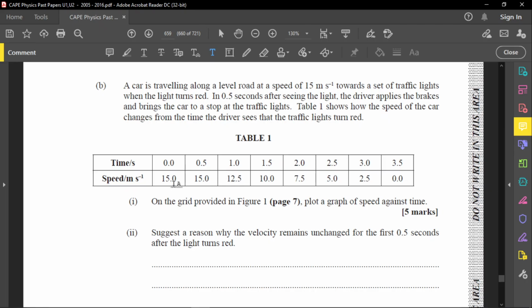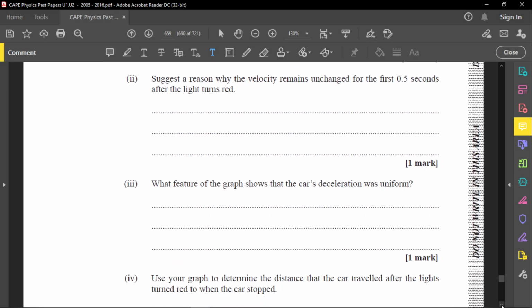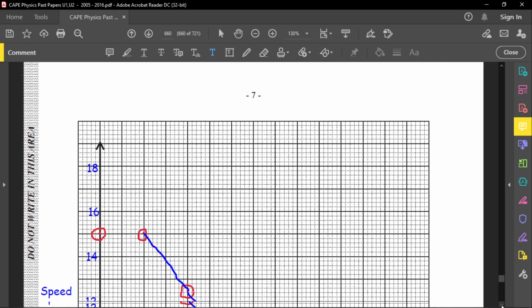And so we have a data table right here, time and speed in meters per second. The first part reads that on the grid provided in figure 1, which is page 7, plot a graph of speed against time. So once you say a graph of speed against time, you know that time will be on your x-axis. So let's go to the grid. The graph is already drawn, so let's go to that real quick to show you how the graph will look.